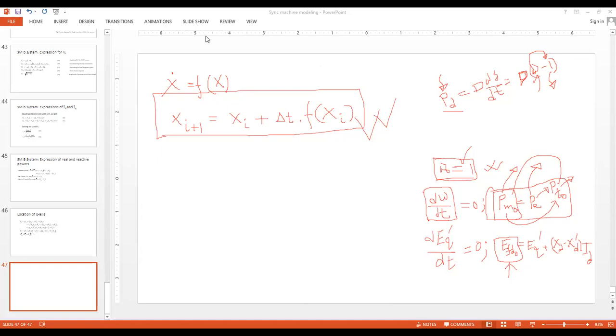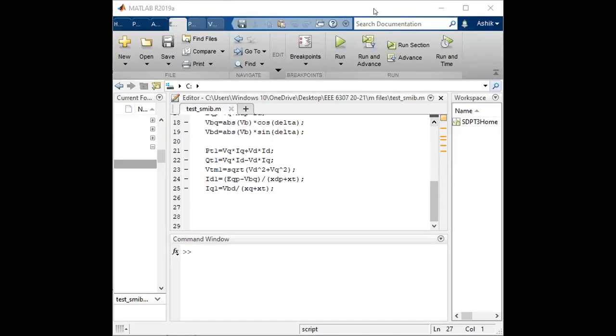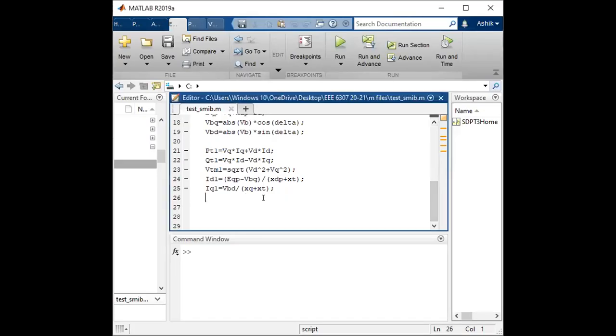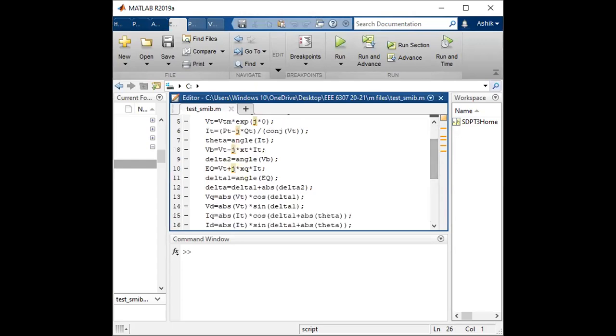So let's stop the share here. Okay, so do you see the MATLAB? Is it visible? Yes, sir.